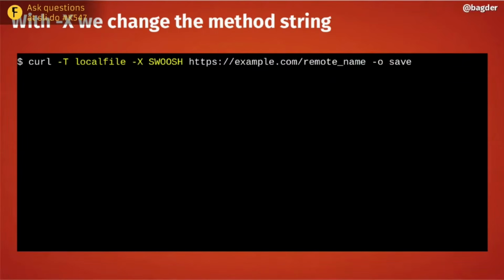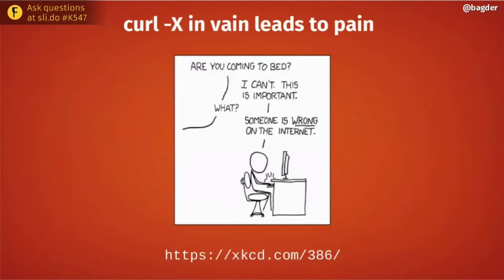And if we are not happy with post and put and get and head, we can change the method we send to the server with the capital -X option. So we do that this time. We want to send a put, but we want to change the HTTP method, so we send it as a swoosh instead, like this. Easy peasy. But here's the key here. The -X should be used sparingly and only for the cases where you really want to use something else than what curl can do by itself.